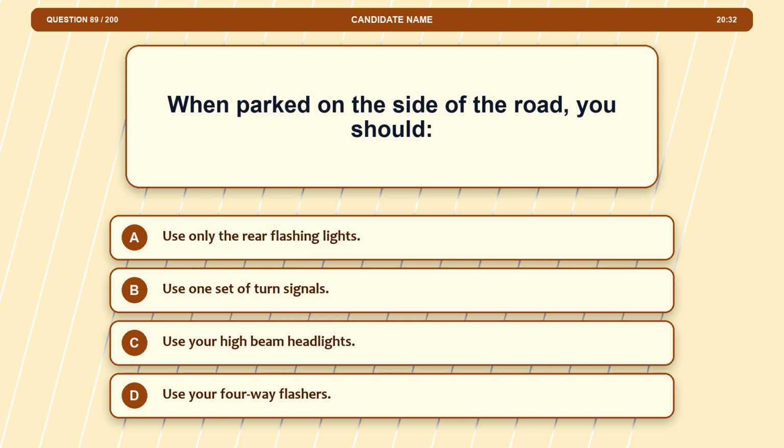Question 89. When parked on the side of the road, you should. Option A, use only the rear flashing lights. Option B, use one set of turn signals. Option C, use your high beam headlights. Option D, use your four-way flashers.